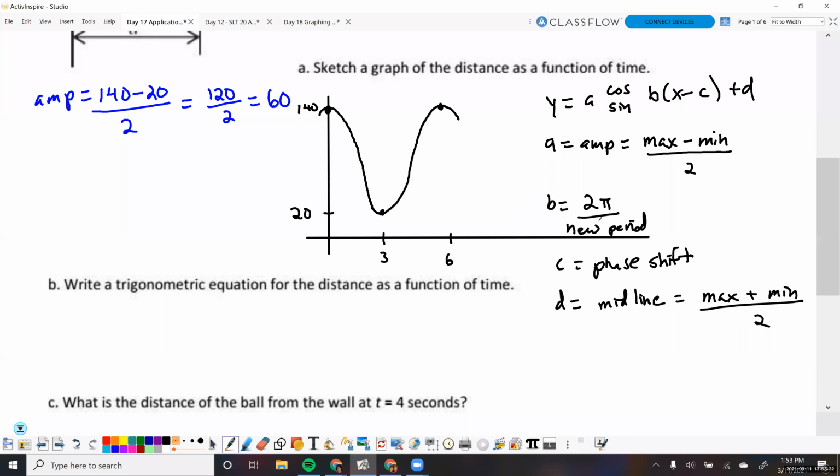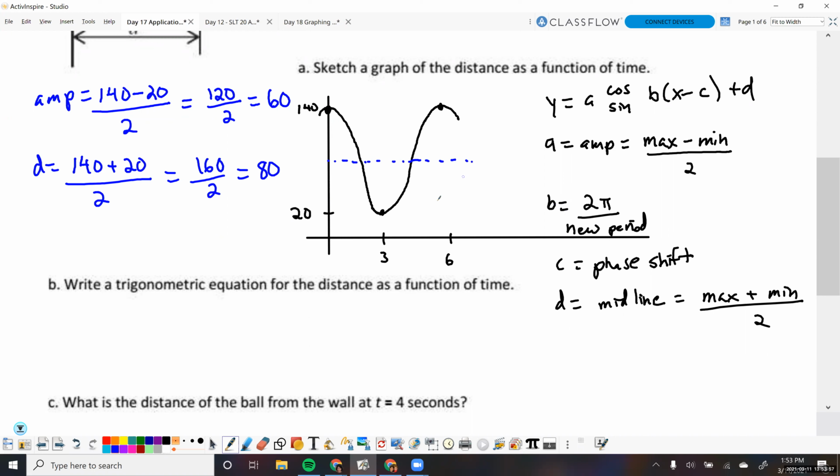Jack, what do you want to find for us? You want to do B, C, or D? Find the midline. All right, sir. Hit it. What's the maximum? The maximum is 140. Minimum? 20. Add them up. 160. Divided by 2. 80. There you go. All right, so we have a midline here at 80.